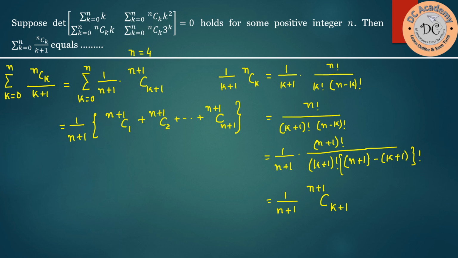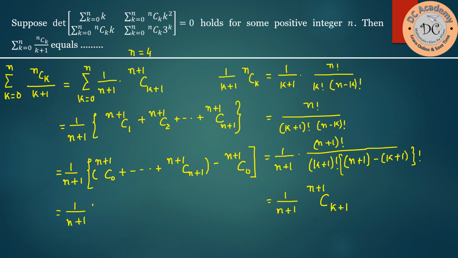So therefore, we can easily rewrite it as 1 by n plus 1 times n plus 1 C 0 plus all the terms up to n plus 1 C n plus 1. Now, as n plus 1 C 0 is added, I have to subtract that as well, so minus n plus 1 C 0. Now see that the first term in that open bracket can be equal to 2 to the power n plus 1, minus 1. That's it. So that's the required summation.